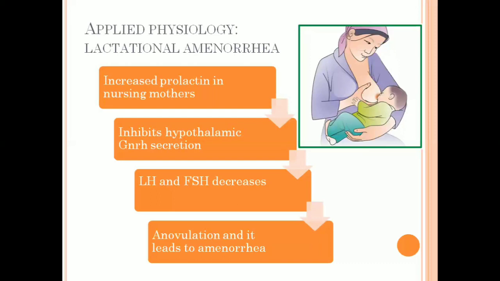So whenever GnRH secretion is decreased, it will not stimulate the anterior pituitary, and there is decreased luteinizing hormone and follicle stimulating hormone. Whenever luteinizing hormone and follicle stimulating hormone secretion decreases, there is no production of estrogen and progesterone, which is required for producing ova. So there is anovulation and it leads to amenorrhea. This is a method of natural contraception also. So after parturition, during nursing time, there is amenorrhea, and that is called lactational amenorrhea.